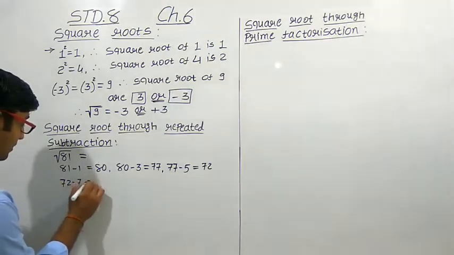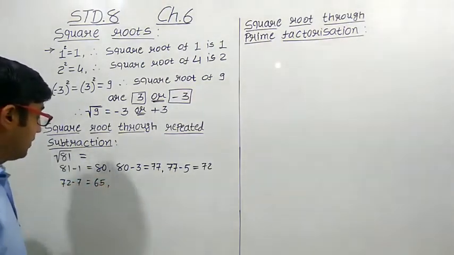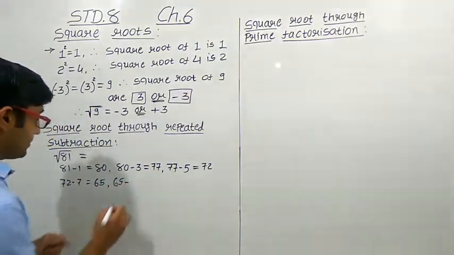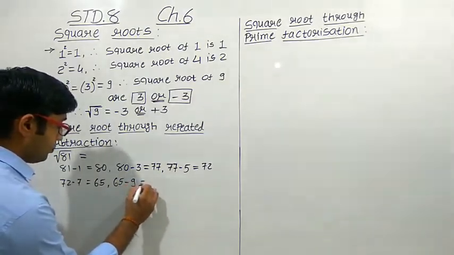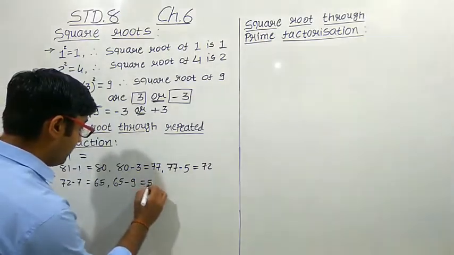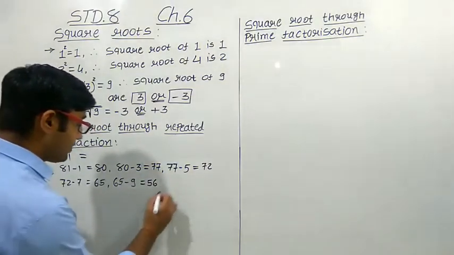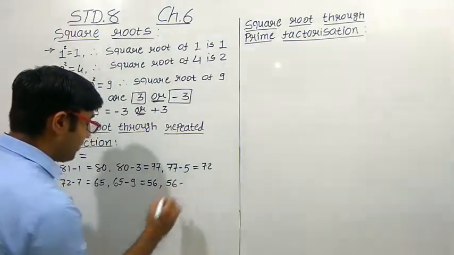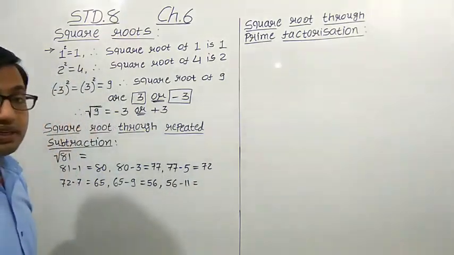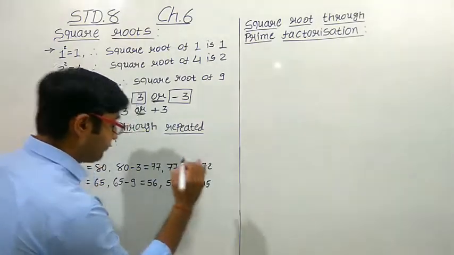So when we subtract the 7 here, we get the 65. Again from the 65 we have to subtract the next odd number, that is 9. So 65 minus 9 is 56, right? Now 56 minus, we have to subtract 11. So 56 minus 11 is 45.